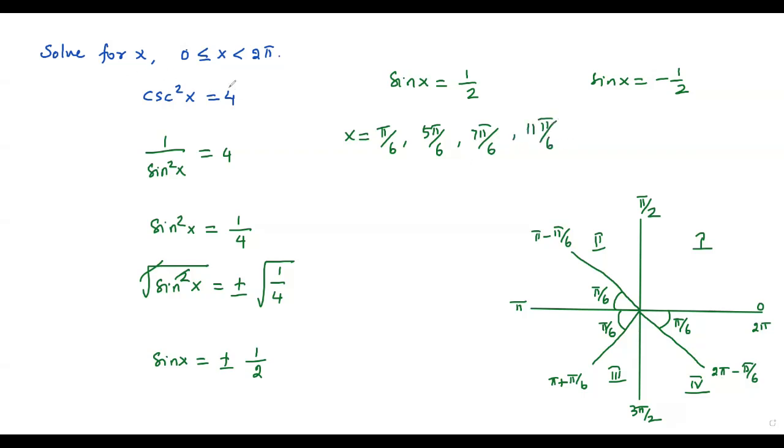So when I solve the given equation cosecant squared x equals 4, I'm getting 4 values for x in this interval. That is pi over 6, 5 pi over 6, 7 pi over 6, 11 pi over 6. I got the first two values of x when sin x equals 1/2, and I got the next two values of x when sin x is equal to negative 1/2.